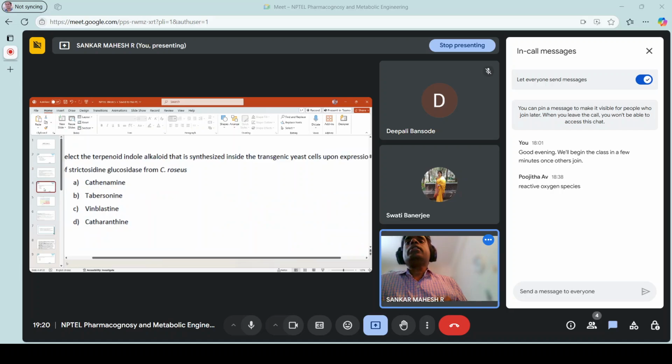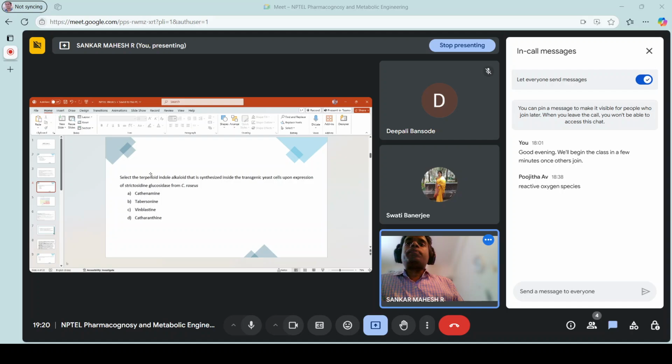The next question is, select the terpenoid indole alkaloid that is synthesized inside transgenic yeast cells upon expression of strictosidine glucosidase from Catharanthus roseus. So we have strictosidine glucosidase from a plant that is being expressed in yeast cells. That is why it is called transgenic. It is not normally present in yeast cells. Now, if we do that, which of these alkaloids will be synthesized? That's the question.